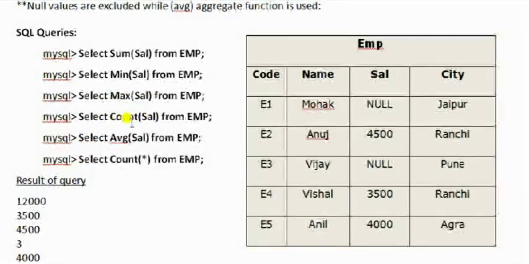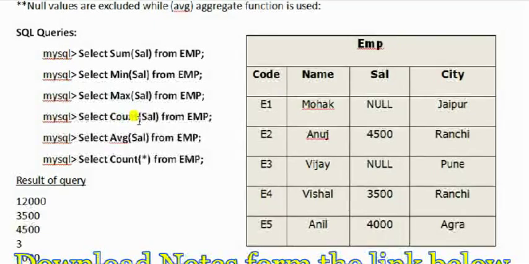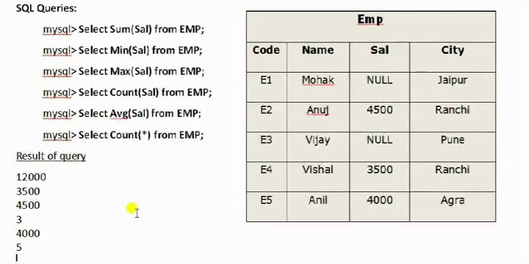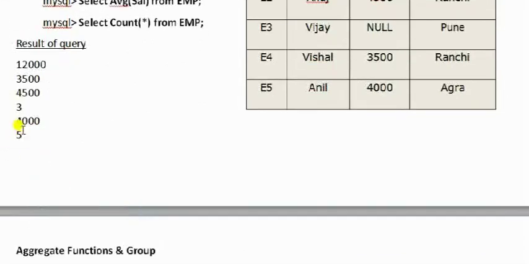Count sal, how many salaries are there? So null values will be rejected. So salaries are 3, so output is 3. Select average sal. Automatically 3 values will be added and divided by 3. So 12000 divided by 3 is 4000. Now select count from EMP. So how many records are there? So there are 5 records. So 5 will be the output.